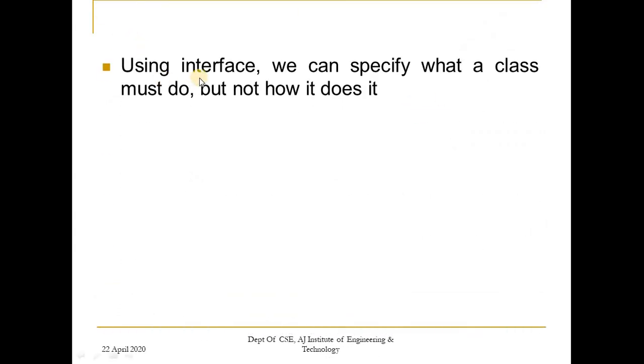Okay, using interface, we can specify what a class must do, but not how it does it. Okay, so this is very important. Interface allows you to specify what a class must do, but does not specify how that class must do it.